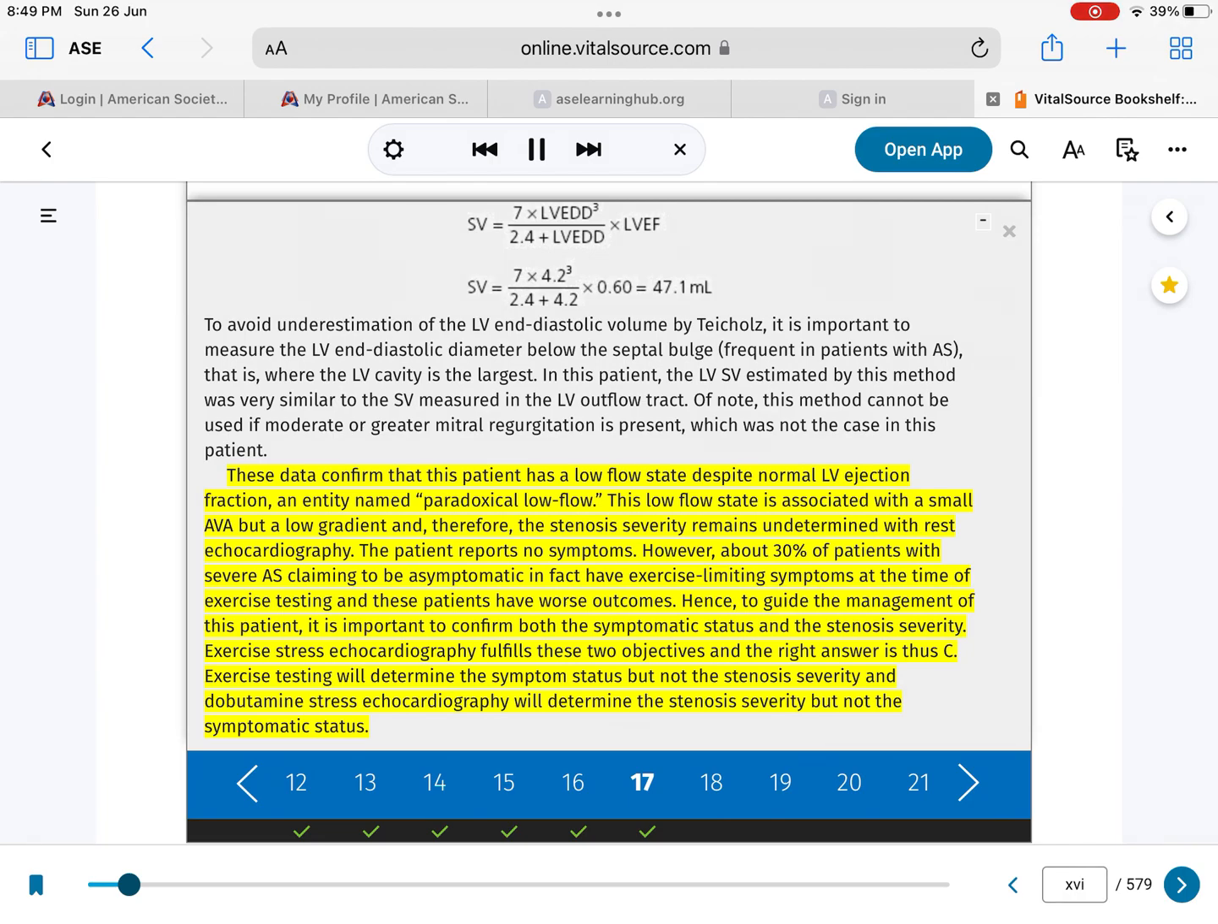However, about 30% of patients with severe AS claiming to be asymptomatic in fact have exercise-limiting symptoms at the time of exercise testing, and these patients have worse outcomes. Hence, to guide the management of this patient, it is important to confirm both the symptomatic status and the stenosis severity. Exercise stress echocardiography fulfills these two objectives, and the right answer is thus C. Exercise testing alone will determine the symptom status but not the stenosis severity, and dobutamine stress echocardiography will determine the stenosis severity but not the symptomatic status.